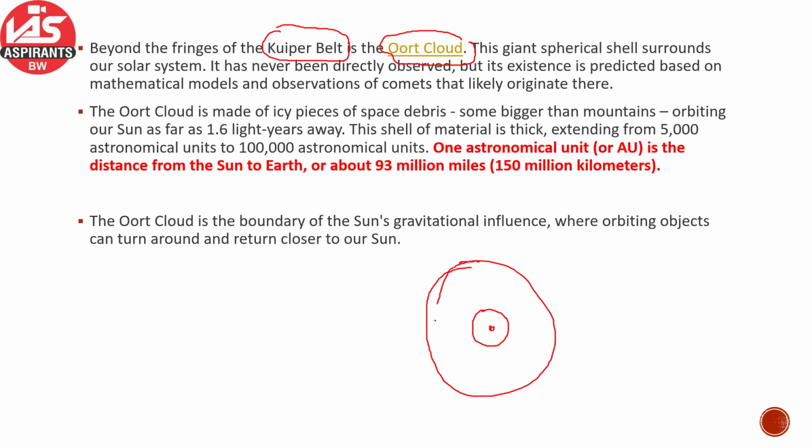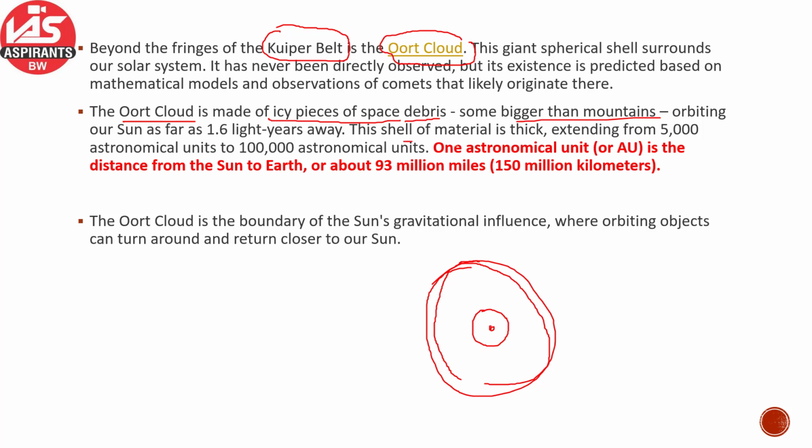Then the Oort cloud is a giant spherical shell which surrounds our solar system, and it has never been directly observed, but of course its existence is predicted by scientists on the basis of some mathematical models. It's said that the Oort cloud is made of icy pieces of space debris. Icy, because it's very far away from the sun, and some of these icy pieces are bigger than our mountains on Earth, and they are orbiting our sun. So remember, the Oort cloud consists of space debris which is also orbiting our sun.